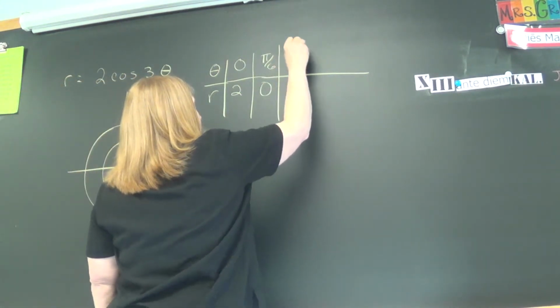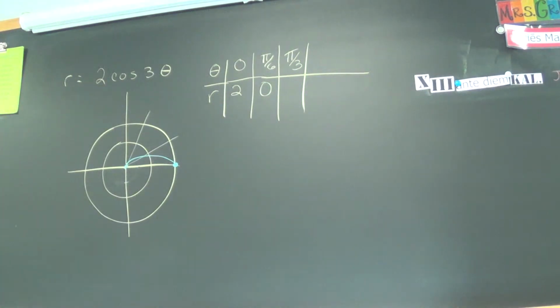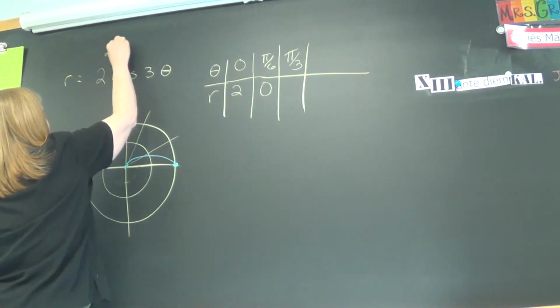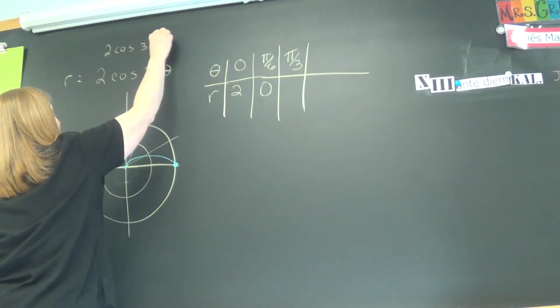Pi over 3 is? I got 2. That's what I got. Well, I got -2. I literally got 2 for everything, and I have no idea what I did wrong. Alright, well it wasn't cosine 2. It was 3 times pi over 3.